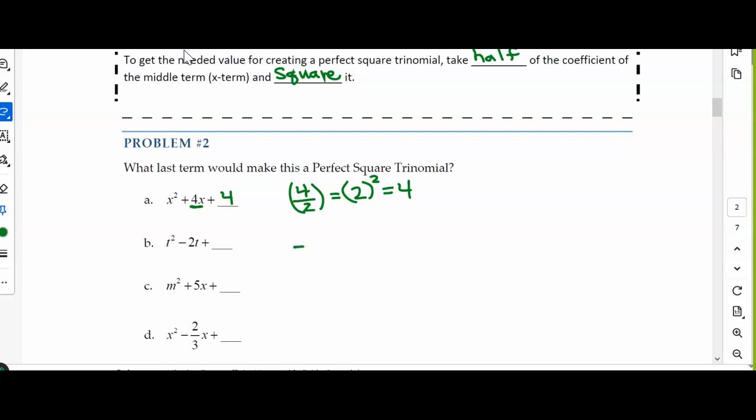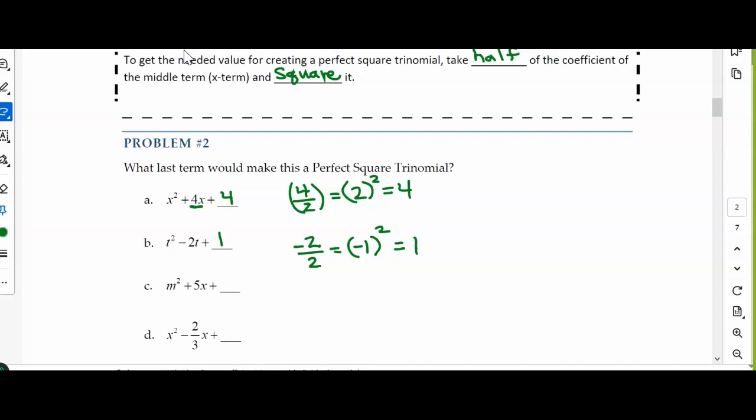So now we have negative 2 divided by 2, we're going to take half of it. So that's negative 1. Put it all in parentheses because we have to take that whole thing and square it. So negative 1 times negative 1 gives me a positive 1. So that's what goes in the blank this time.